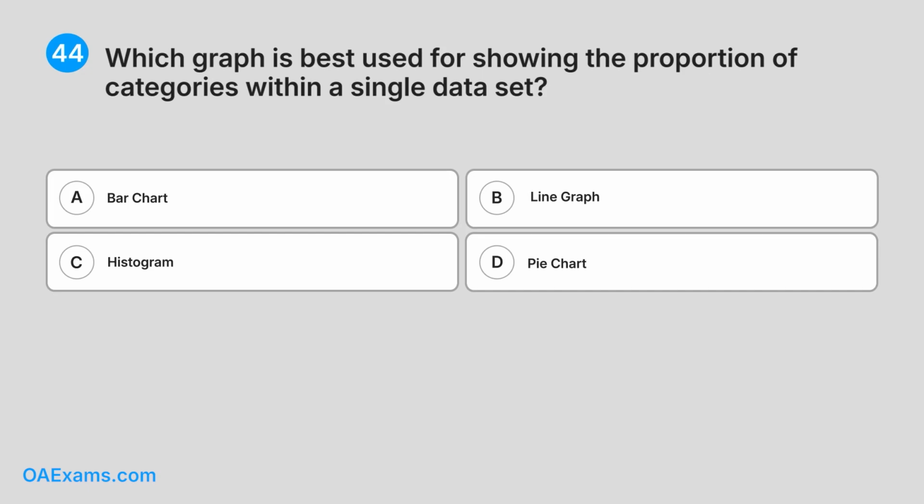44. Which graph is best used for showing the proportion of categories within a single data set? A. Bar chart. B. Line graph. C. Histogram. D. Pie chart. What do you think is the answer?